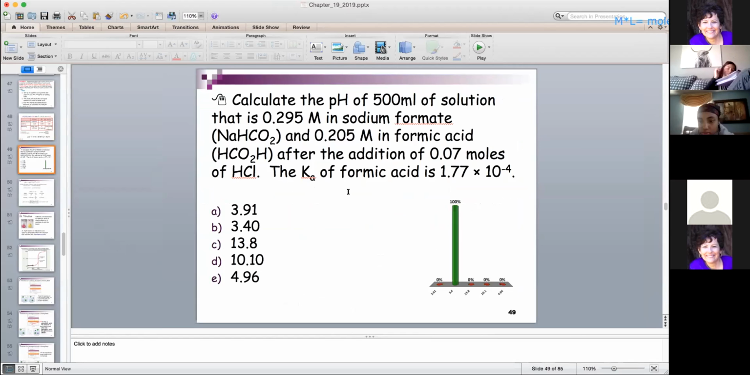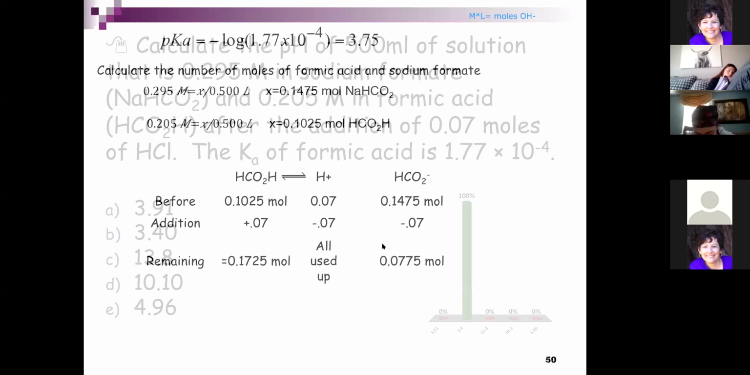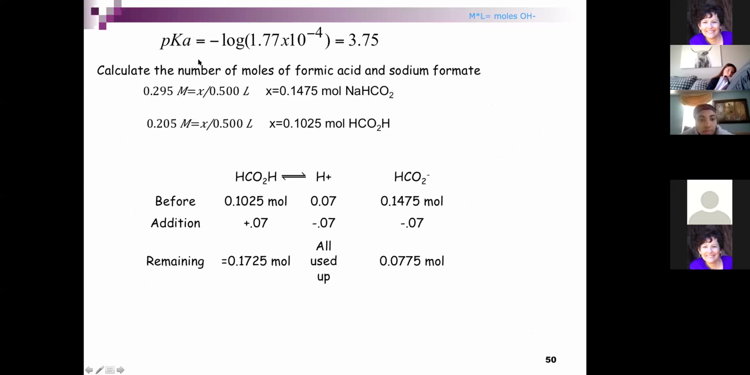Okay, so let's do this one where we're going to have our buffer, and this time we're going to be adding a little bit of acid. Okay, so let's work through this one. We'll ignore the answer to the question right now. In this case, we've got formic acid. I gave you the Ka is 1.77 times 10 to the negative 4, so your pKa is 3.75. And so in this case, I need to get the number of moles of my sodium formate and my formic acid. So remember, molarity times your volume will give you the number of moles.